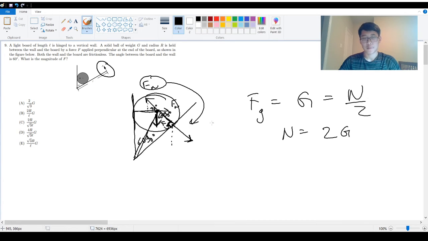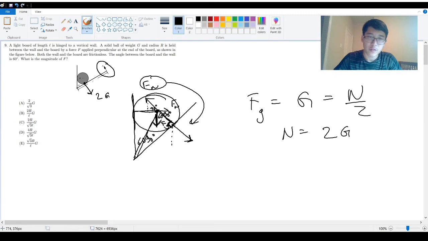Okay, so now we know this normal force is 2g right here, so now let's try to balance the torques on this board. Okay, so this right here is 2g and this right here is F.